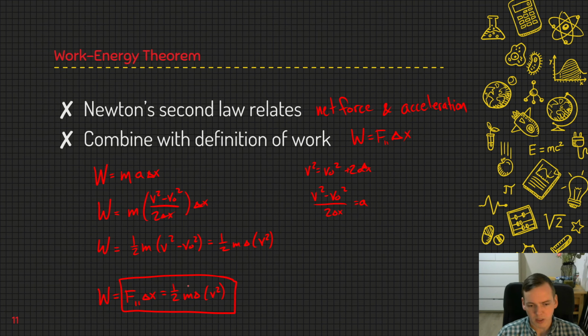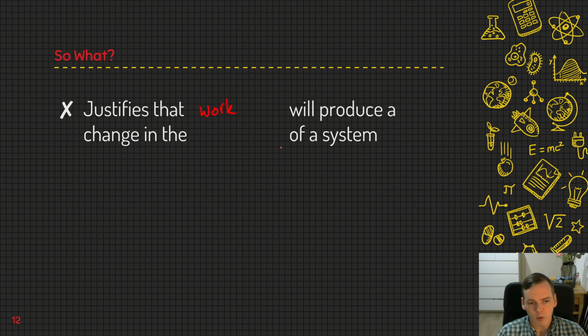The main reason we care about this is that it justifies that work will produce a change in the energy of a system. We see specifically it's creating a change in the kinetic energy, and that lets us then tie to a bunch of other things. In later units, we'll show the same idea for potential energies, but for now you can see how, and it makes sense, if you push on something, you can make it speed up, or if you push on something, you can make it slow down. You can add or remove energy by pushing on something for a certain amount of time.